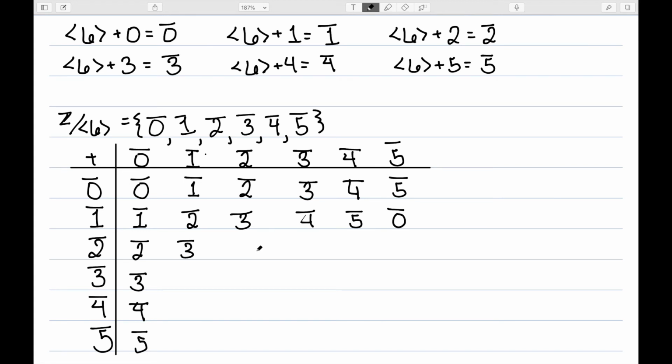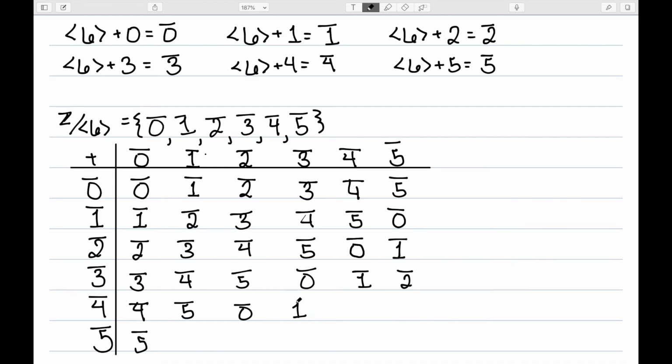2 plus 1 is 3, 2 plus 2 is 4, 2 plus 3 is 5, 2 plus 4 is 6. We already said that's the same as adding 0. 2 plus 5 is 7, and that's going to be the same coset, the subgroup generated by 6 plus 7, the same as the subgroup generated by 6 plus 1. And we can continue this process. We would get 4, 5, 0, 1, 2 here. The next row would be 5, 0, 1, 2, 3, and then finally 0, 1, 2, 3, and 4.